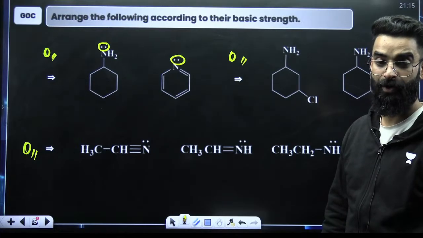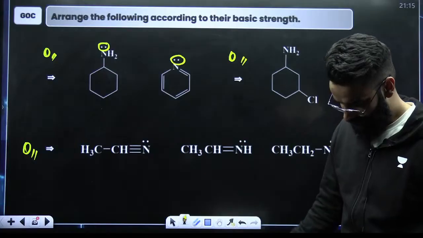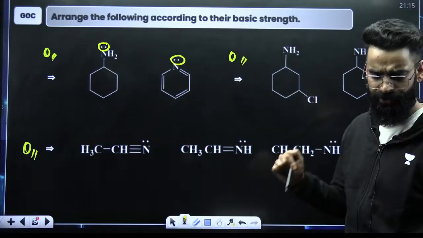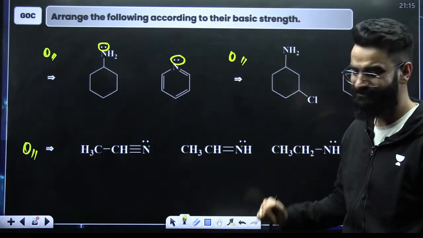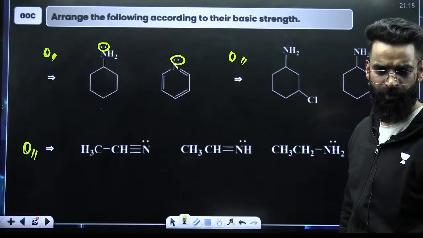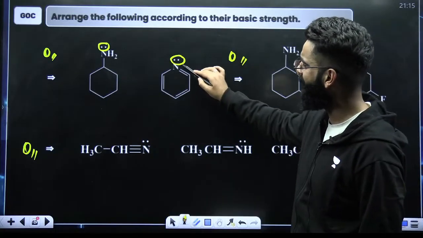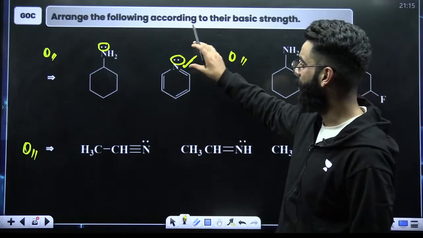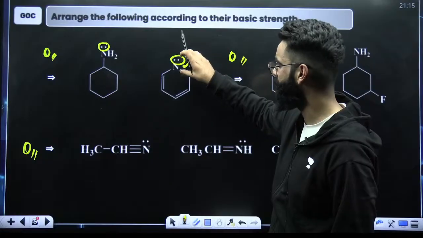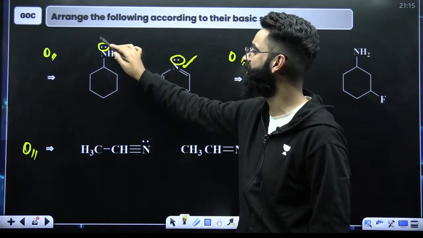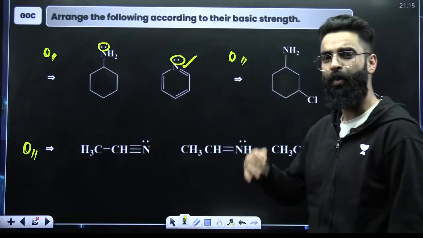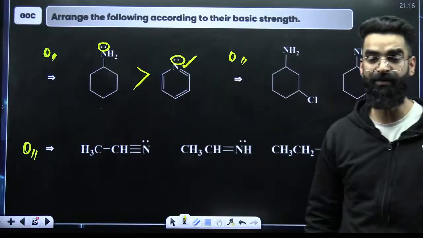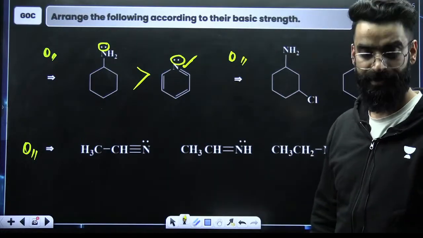But what is the logic here? What is the logic, guys? One or two, which one is going to be more basic? I would say the S character of this nitrogen is more. More S character, more electronegativity. So this lone pair of nitrogen will be held strongly as compared to this lone pair. So where is the lone pair more available? In the first case. Wherever the lone pair is more available for donation, stronger is going to be the base.